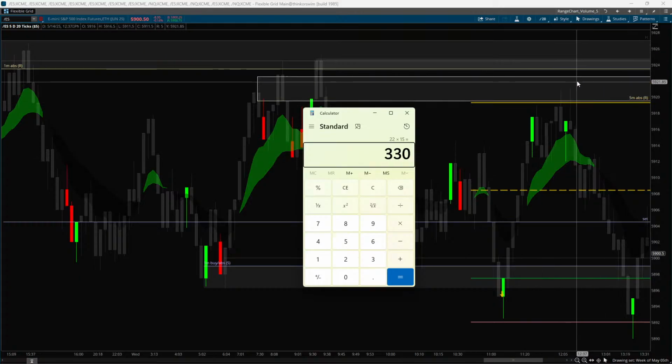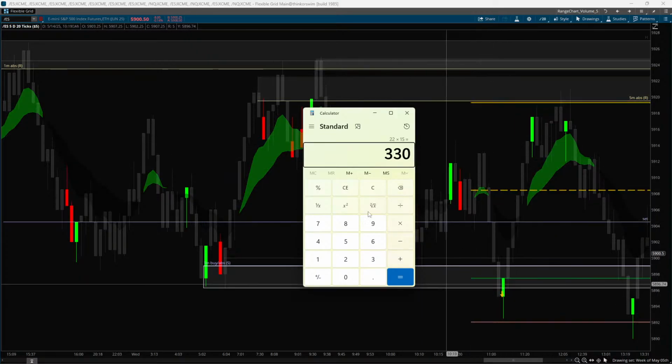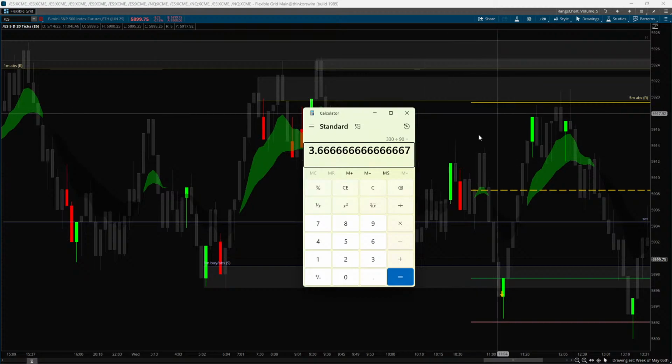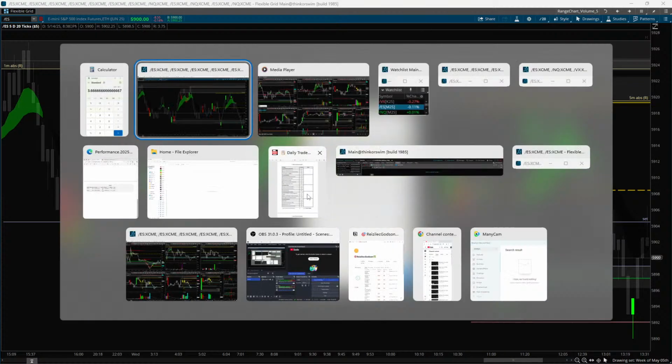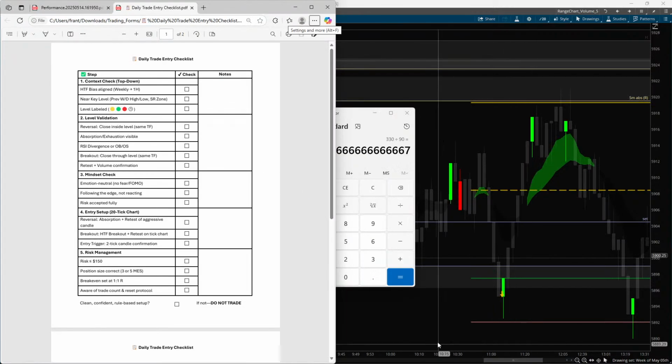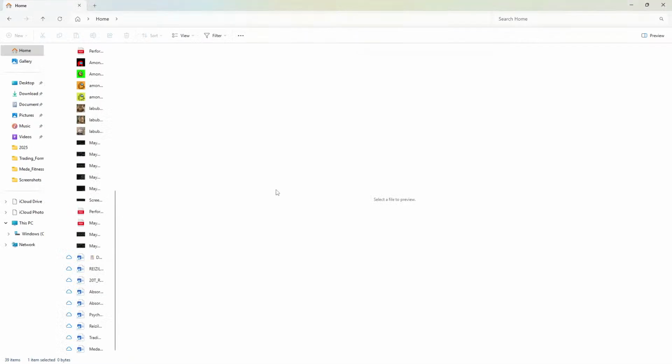22 times 15, 300. Just run this bad boy back up. Risking about 6 points. Right, 90. Alright, so it's a 3.6. So what was that trade? Let's go through the things there. Let's look at the trade itself.